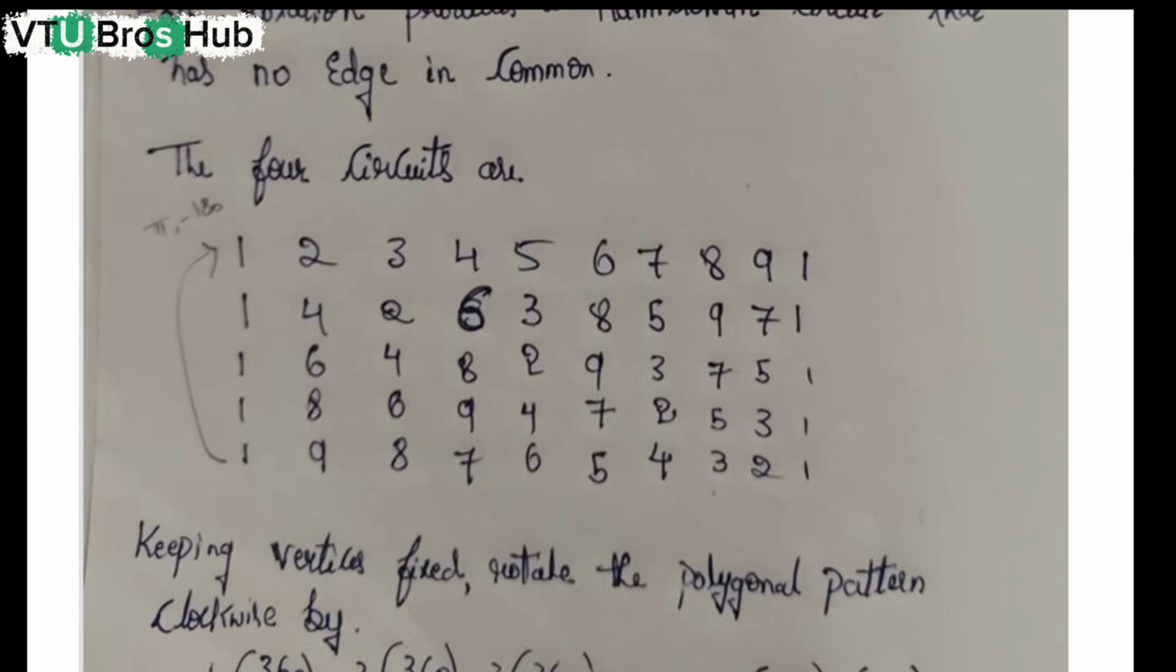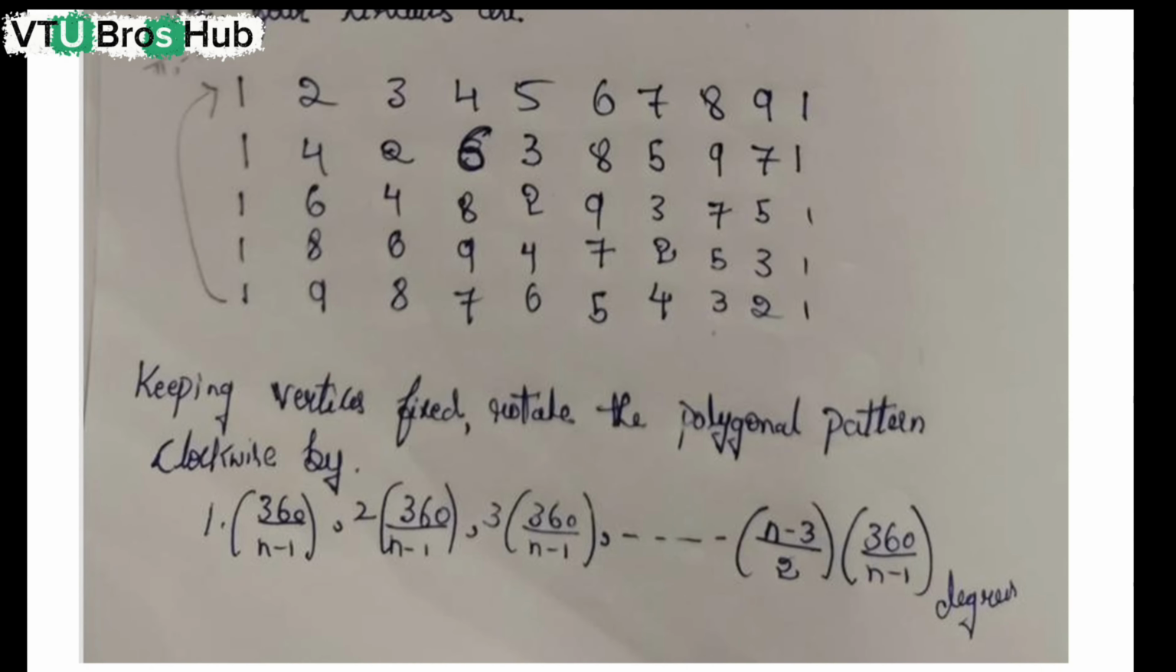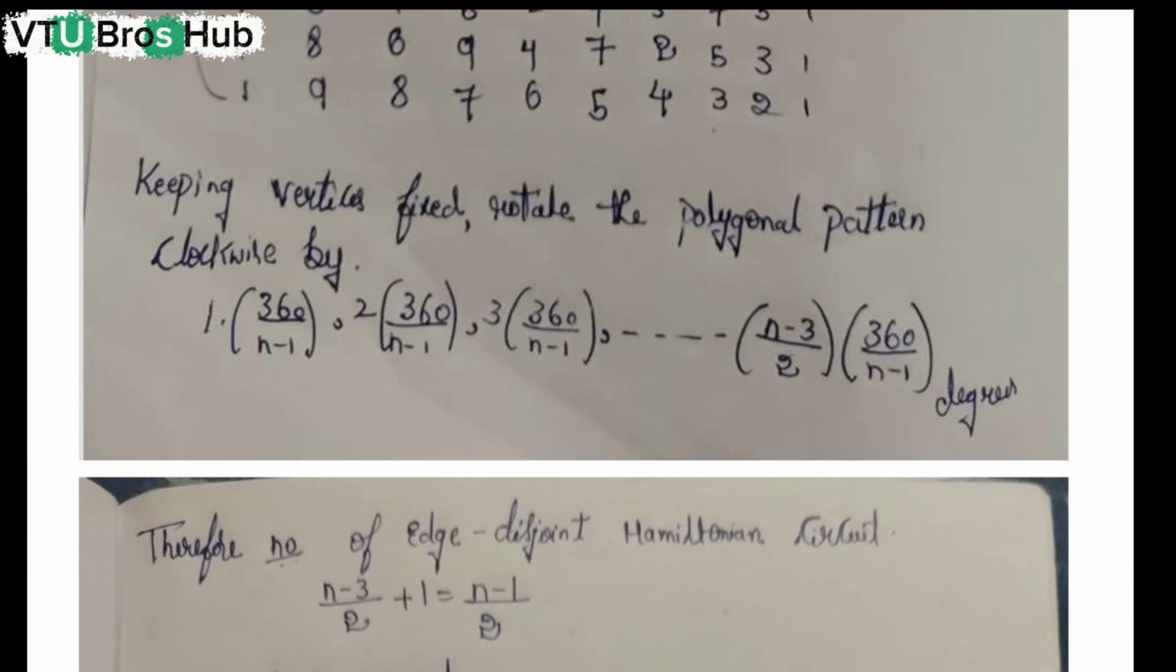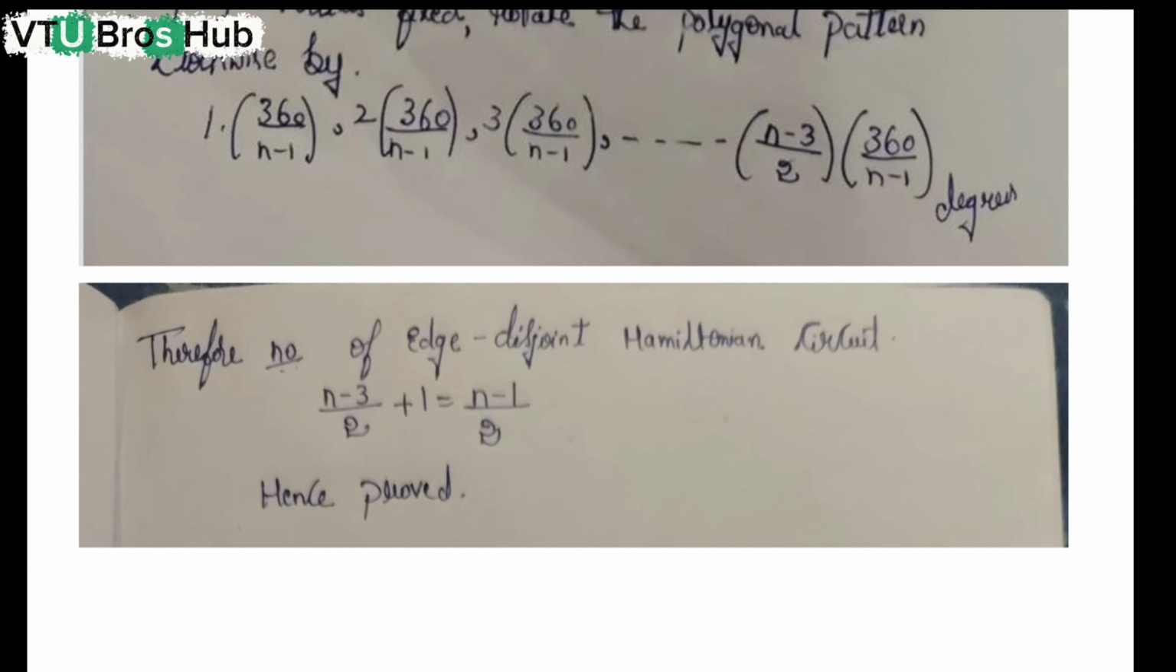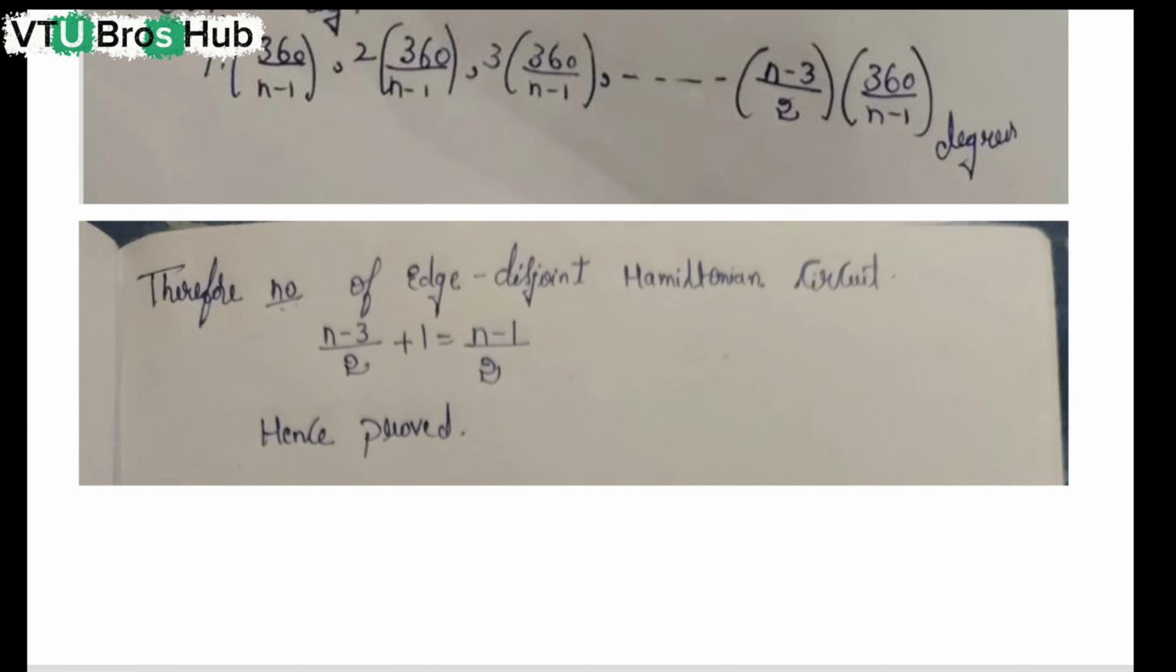The final answer: in a complete graph with n vertices, where n is odd and greater than or equal to 3, the number of edge-disjoint Hamiltonian circuits is (n-1)/2. That's a clean scoring theory. Just remember the condition and formula.